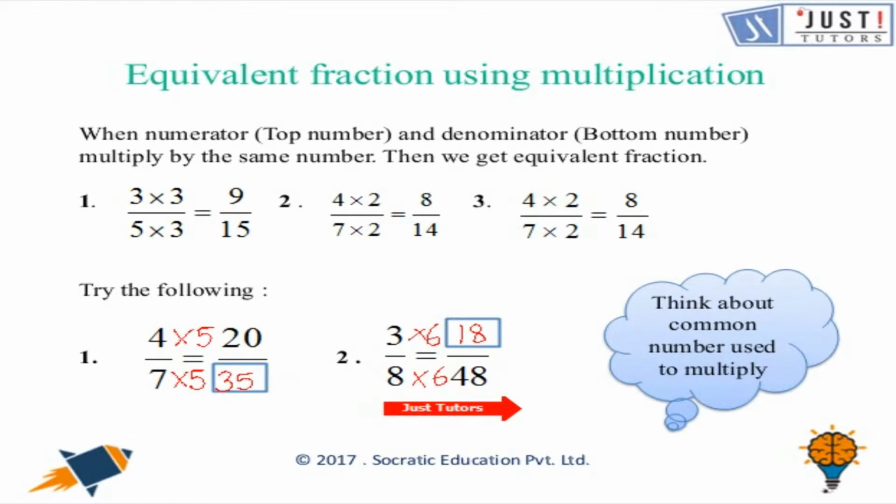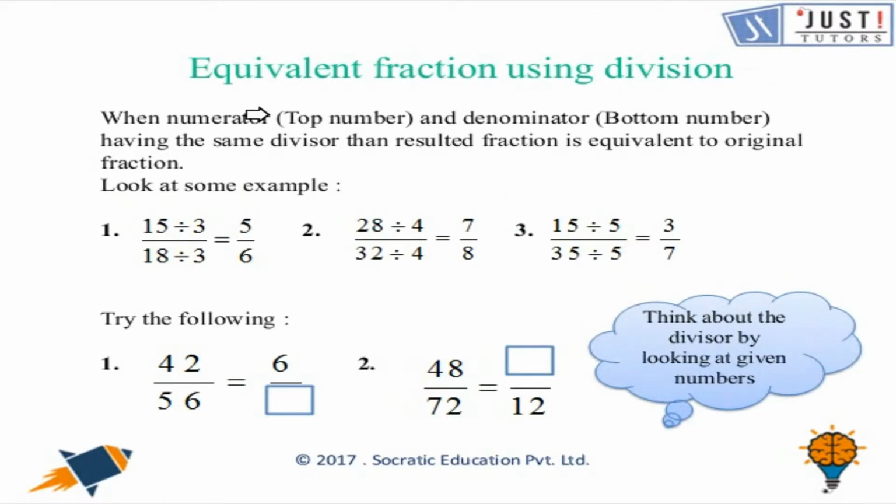The same procedure we follow working with equivalent fraction using division. So whenever the numerator and the denominator have the same divisor, then we divide the top and the bottom number by the same number to get an equivalent fraction to the original fraction. You can pause the video once again and try the following questions given at the bottom. So that's the solution for the given questions.